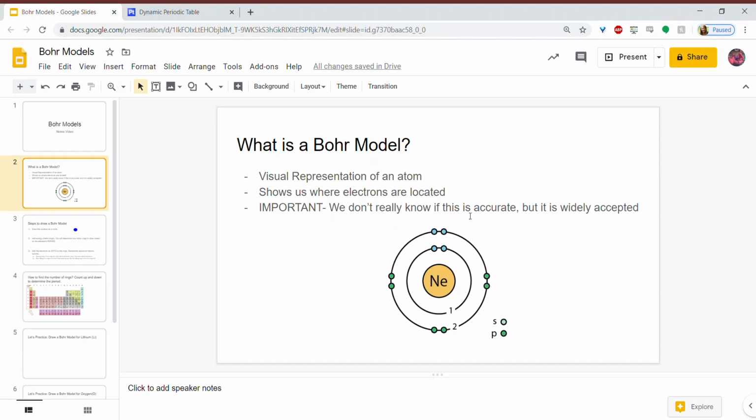The thing to keep in the back of your mind, though, is that since we can't see an atom with our own eyes, it's really hard to say, hey, this is the right way that an atom looks. And when you take chemistry, you'll find out that there are a lot of different representations of how atoms look. But Bohr models are widely accepted as a baseline, an introduction to understanding what atomic structure is. And so that's why we're going to talk about it.